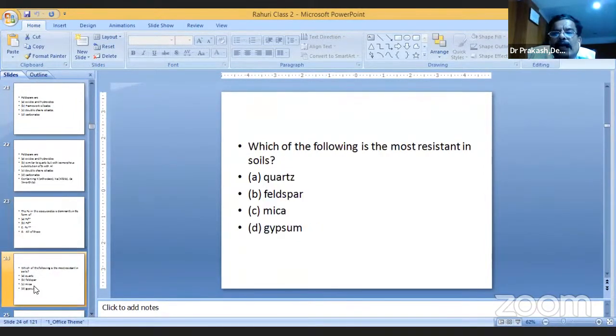Okay. Which of the following is the most resistant in soil? Quartz, feldspar, mica, gypsum.